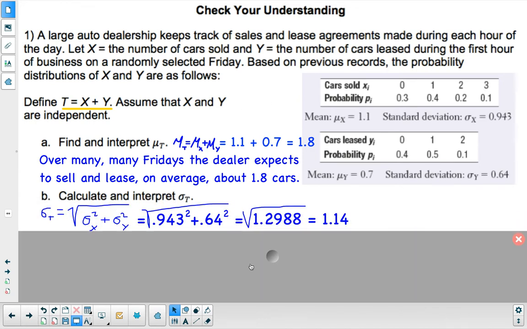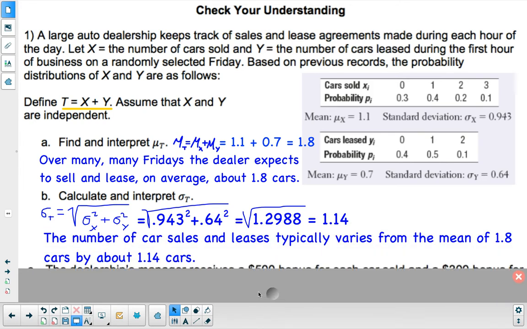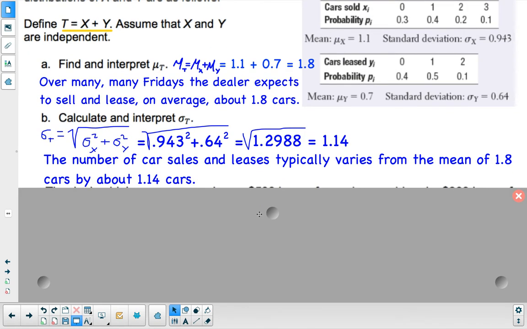Calculate and interpret the standard deviation. So remember, one does not simply add standard deviations. You can't just do 0.943 and 0.64. You have to square them, add the variances, and then take the square root. So sigma sub T equals the square root of sigma sub X squared plus sigma sub Y squared. And then you can see that work, and it's 1.14. So that's number of cars. Here's your interpretation. The number of cars, sales, and leases typically varies from the mean of 1.8 cars by about 1.14 cars.